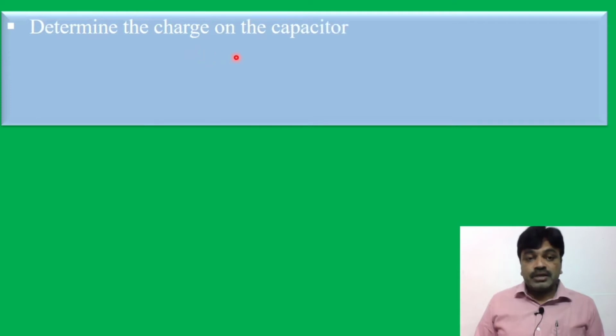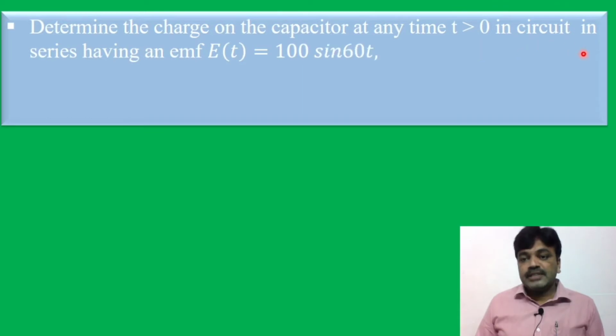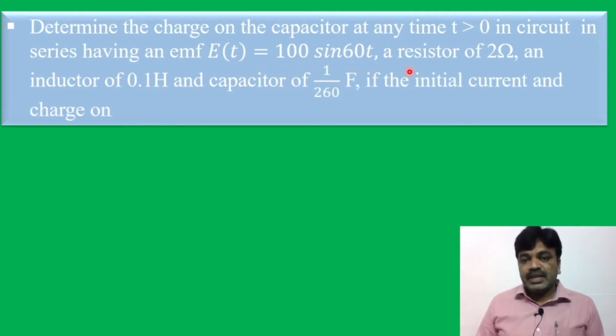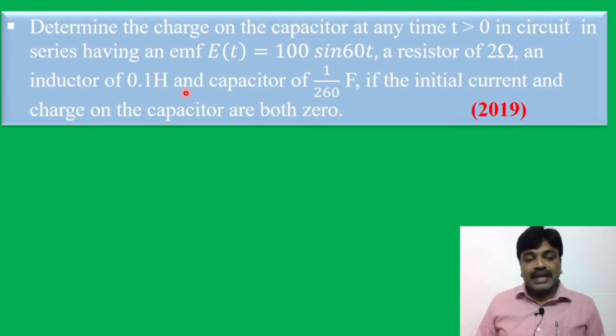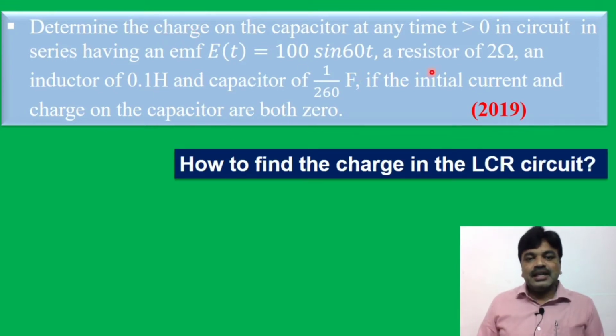Determine the charge on the capacitor at any time t greater than 0 in a circuit in series having an EMF E(t) equal to 100 sin 60t, a resistor of 2 ohms, an inductor of 0.1 Henry and a capacitor of 1/260 Farad, if the initial current and charge on the capacitor are both 0. How to find charge in the LCR circuit?